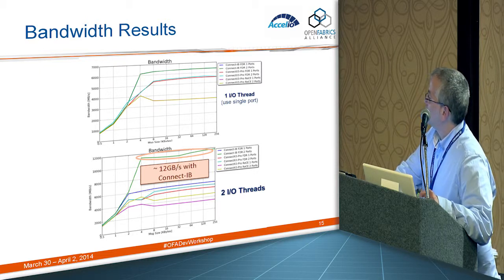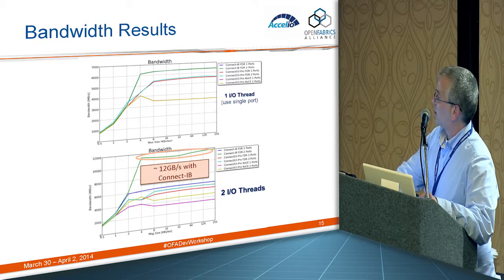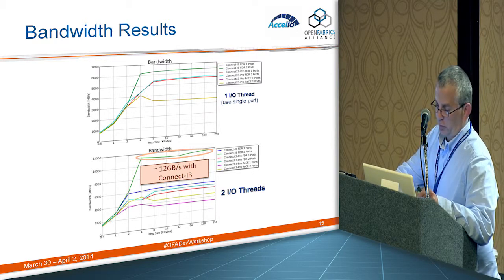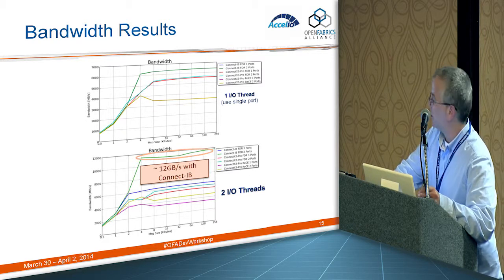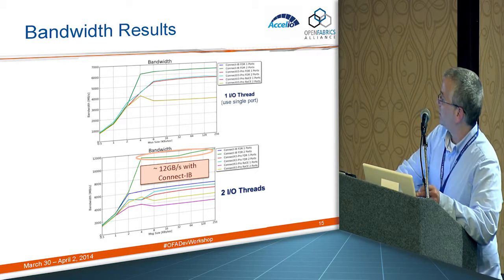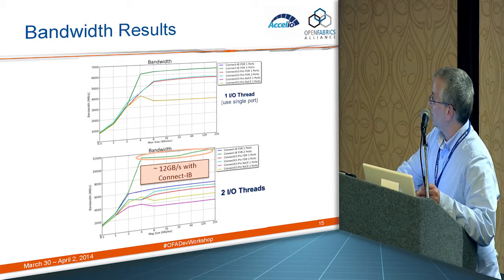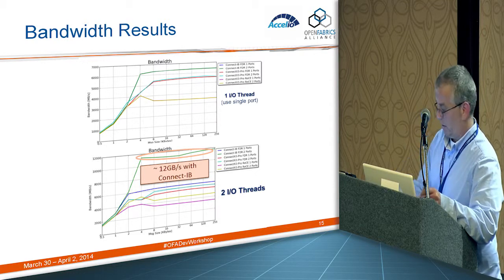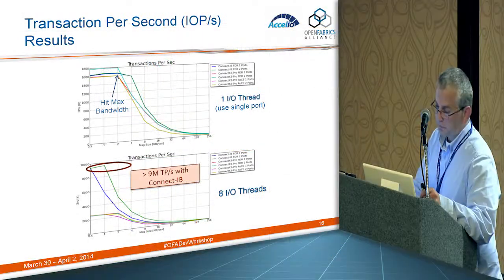For two threads, you can see the amazing result that we got. We took a Connect-IB, we put one thread on one port and the other thread on another port, and we reached 12 gigabytes per second, which is 100 gigabits per second with Connect-IB. That was on almost a standard computer with 2 IO threads. I think that it's a quite amazing number.